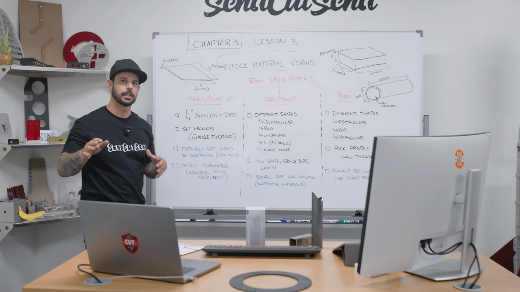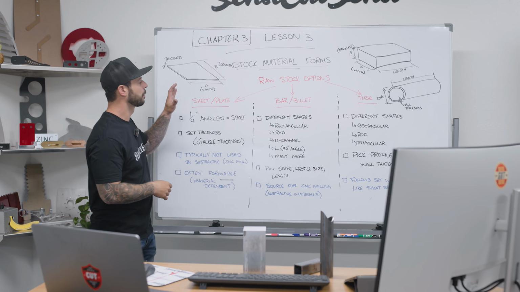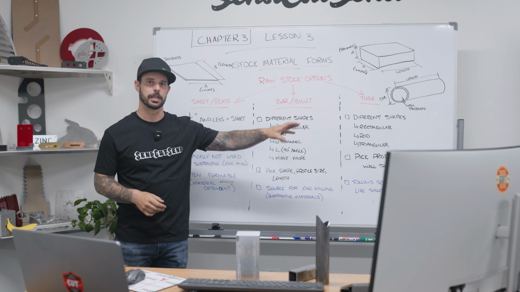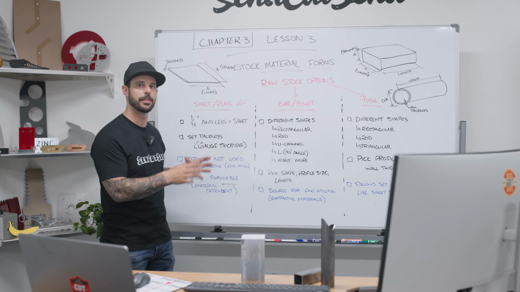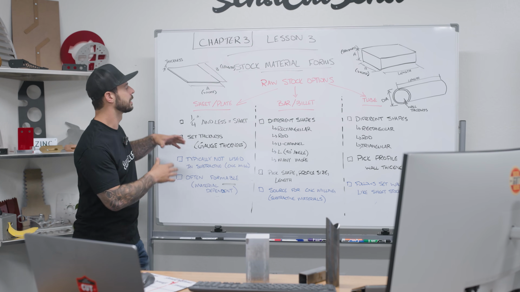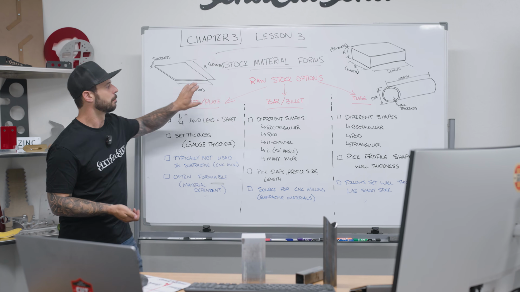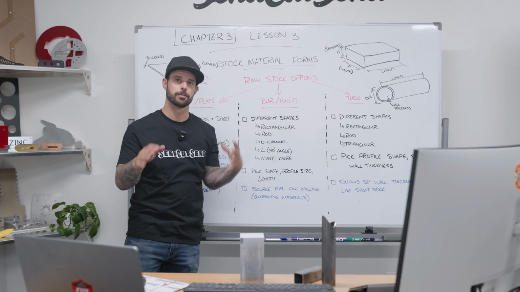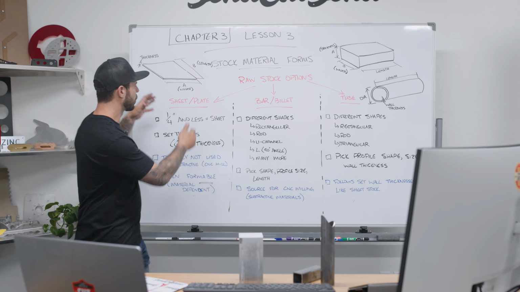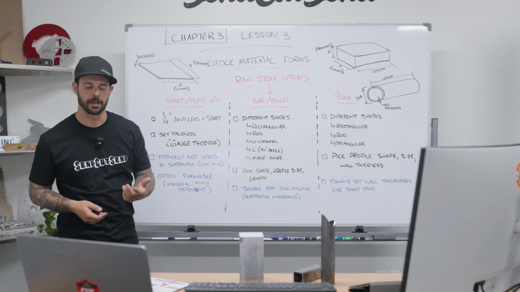Now, generally speaking, we're going to generalize this a lot, and we're going to break this into three main categories. Now, there is more, but these are the main three that you're going to be working towards at the very beginning of your design career. Sheet and plate, bar and billet, and tube are those main three categories. We're going to start with sheet and plate and talk about that a little bit further.